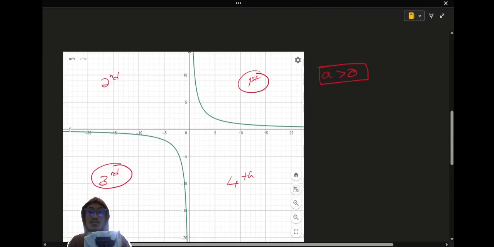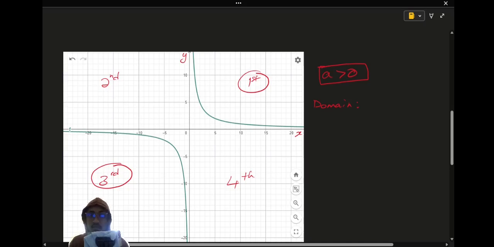All right, so first let's talk about domain. What do we mean by domain? So this is your x, and then this is your y axis. When we talk about domain, we are talking about where the function touches in terms of the x-axis. So where does the function touch in terms of the x-axis?